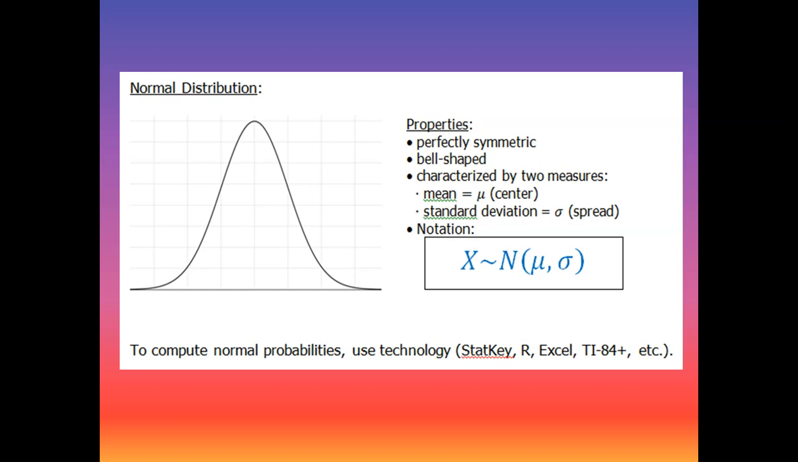The notation the book uses is inside that box with the X tilde, then N for normal distribution, and then specifying the mean and standard deviation, whatever they are.